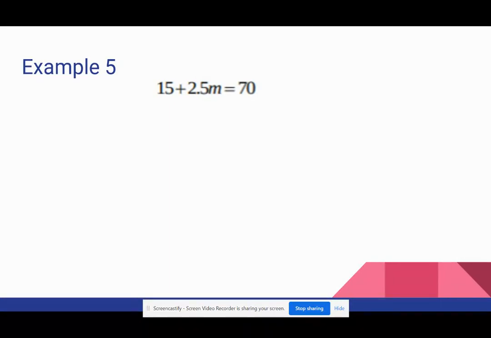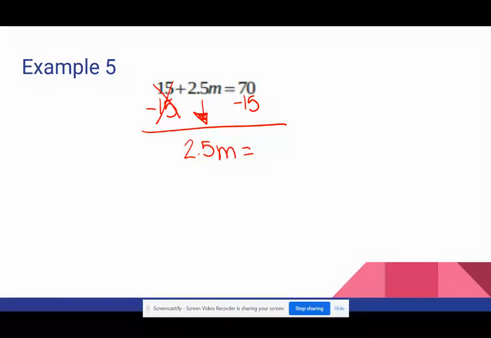So we have positive 15. The opposite of positive 15 is to subtract 15, or negative 15. 15 minus 15 cancels. We didn't do anything to 2.5m, so we just drop it down. And 70 minus 15 is 55.